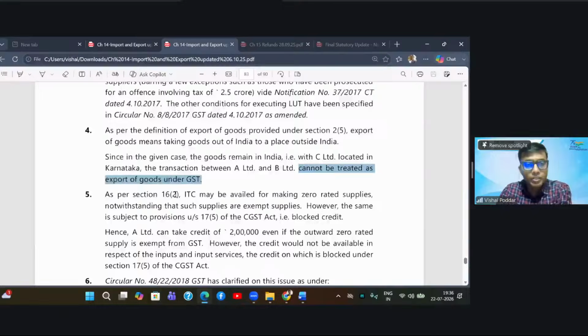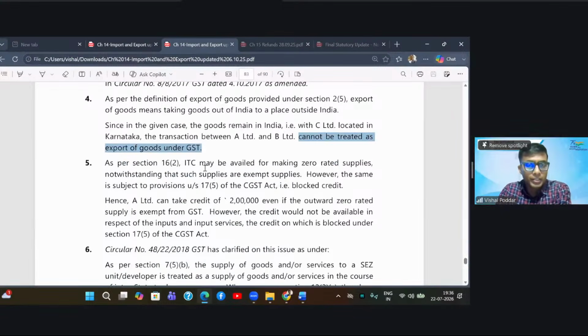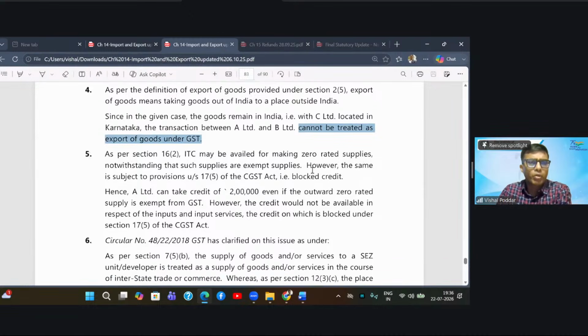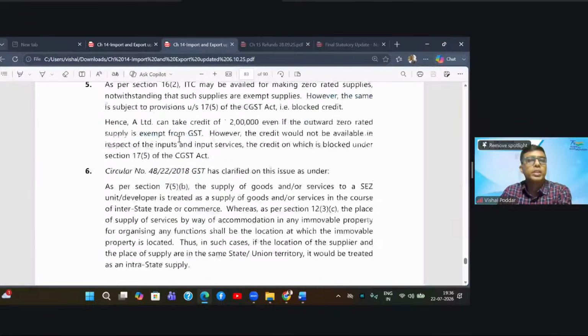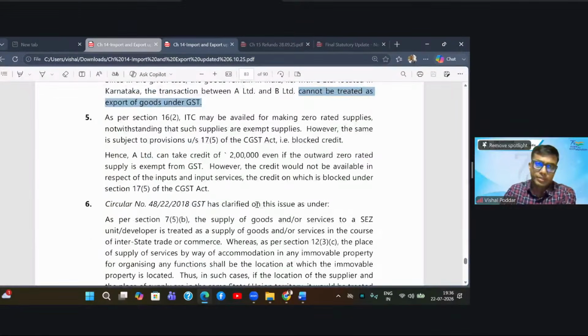So the answer to this will be, as per 16.2 of IGST Act, ITC can be availed for making zero rated supply, notwithstanding that originally these supplies were exempt. However, it is subject to 17.5. It means it should not be blocked. That is obvious. So blocked supplies anyways will never be allowed. Now, hence, in this case, since A has made zero rated supply, even though of exempt item, still it is entitled to get the ITC, whatever tax it has paid on the inward side on inputs and input services.